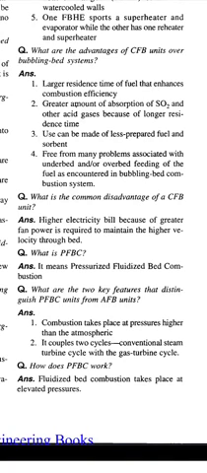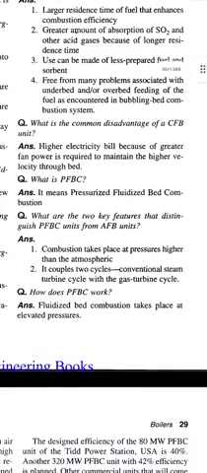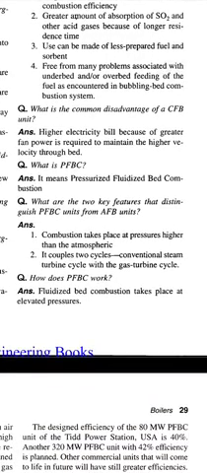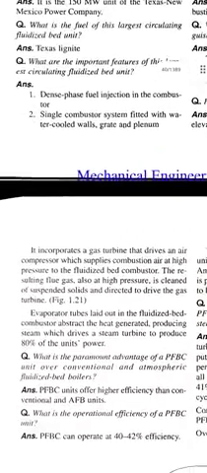Next question, what are the two key features that distinguish PFBC units from AFBC units? Combustion takes place at a pressure higher than the atmosphere. It couples two cycles: the conventional steam boiler steam turbine cycle with the gas turbine cycle. So next question, how does a PFBC boiler work? Fluidized bed combustion takes place at elevated pressures.